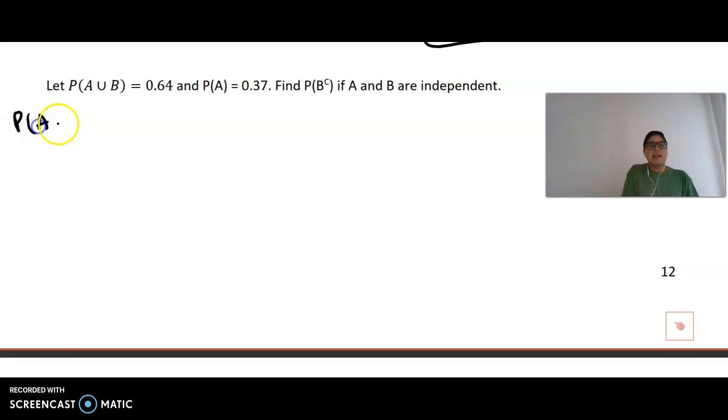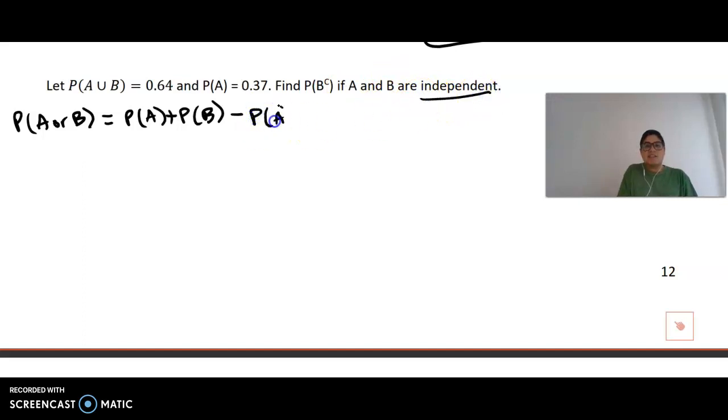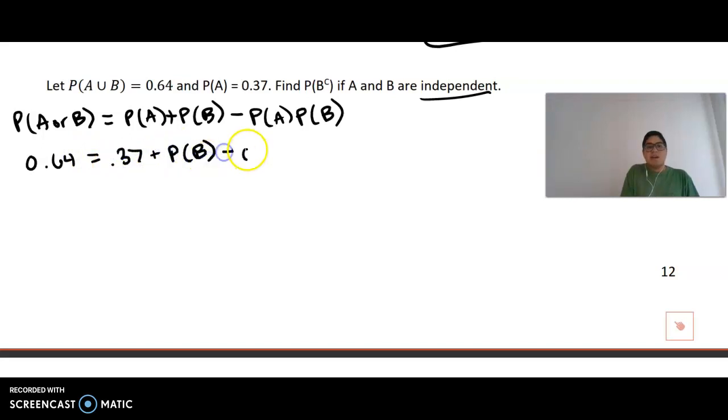I know that P(A or B), and I'm going to switch to some logic here, equals P(A) plus P(B) minus P(A and B). However, they are independent, meaning that here the intersection will be their product. Now, I'm just going to sub in what I know. Here's 0.64, probability of A is 0.37. I do not know the probability of B, but I do know probability of A.